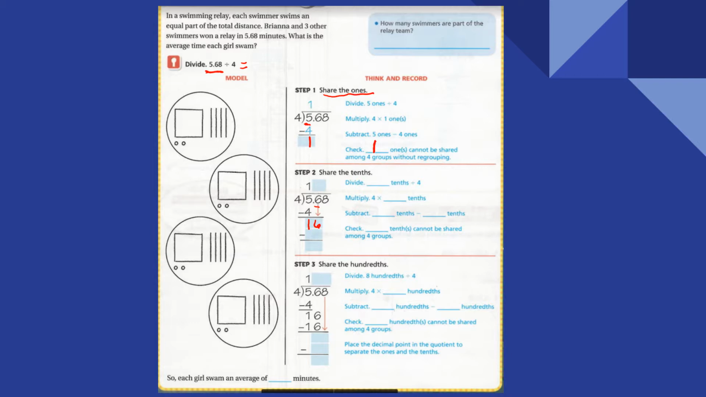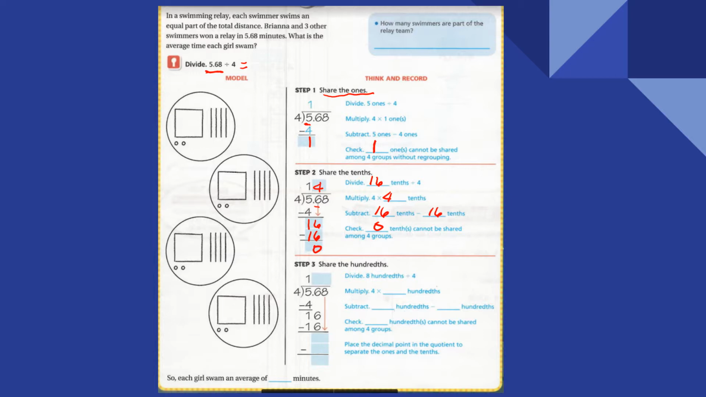So I want to divide 16 tenths by 4. I know that 4 times 4 gives me 16. So 16 tenths, 4 times 4. Subtract 16 tenths minus 16 tenths. That gives me 0 tenths. And 0 is less than 4, so I'm still good.